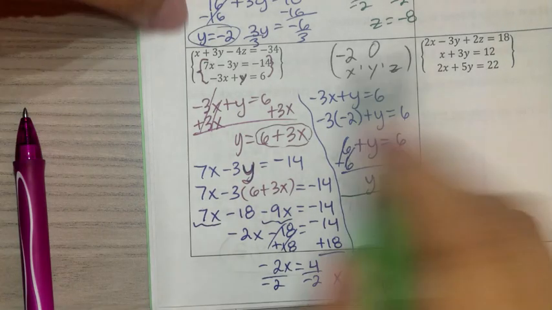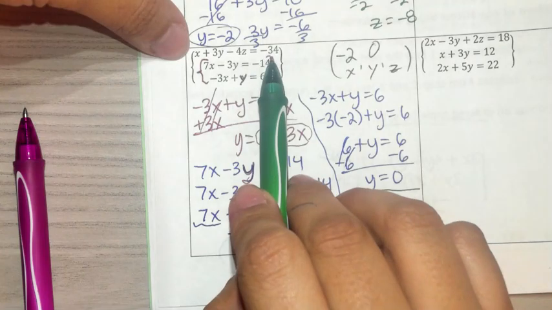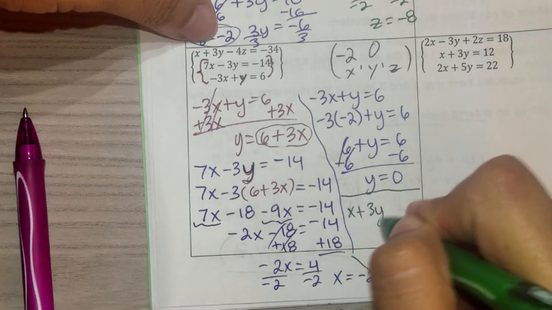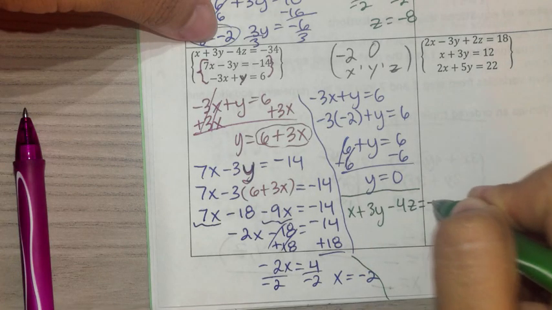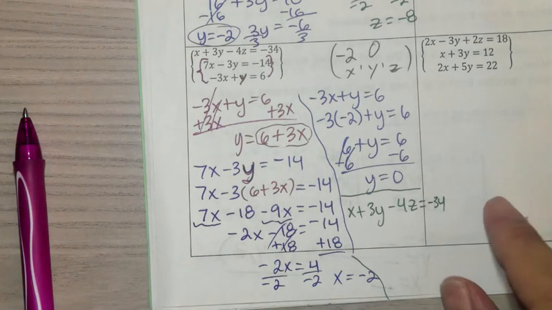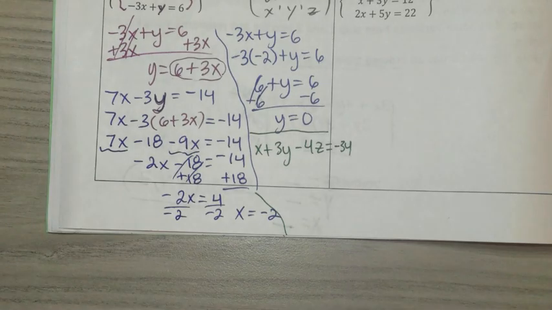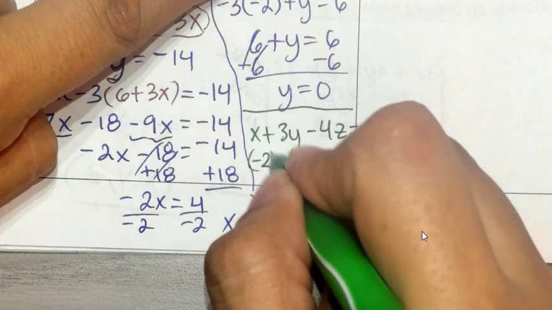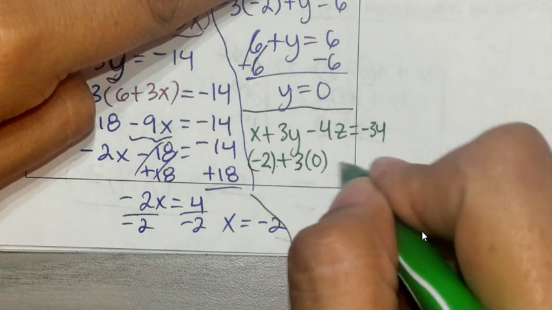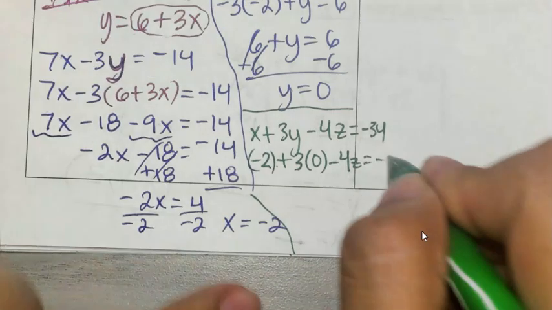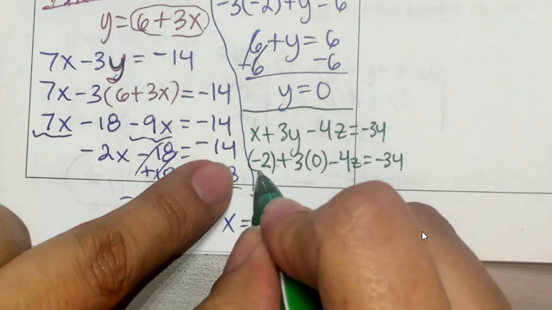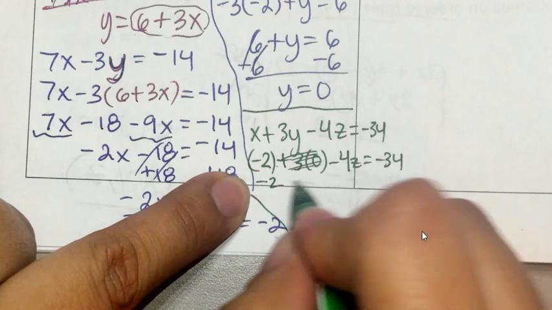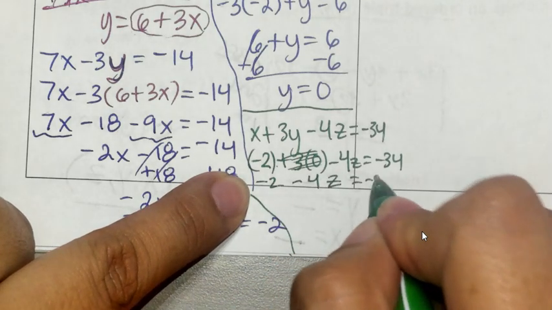So now that we have x and y, we're going to use the top equation that has the z, and we're going to substitute those values of x and y. X plus 3y minus 4z equals negative 34. So then here, let me zoom in. We're going to substitute the x with negative 2 plus 3 times the y of 0 minus 4z equals negative 34. And then negative 2, 3 times 0 is 0, so this cancels. Negative 4z equals negative 34.